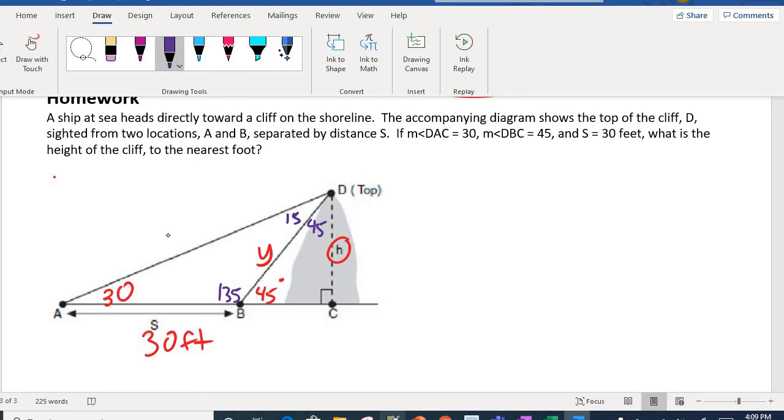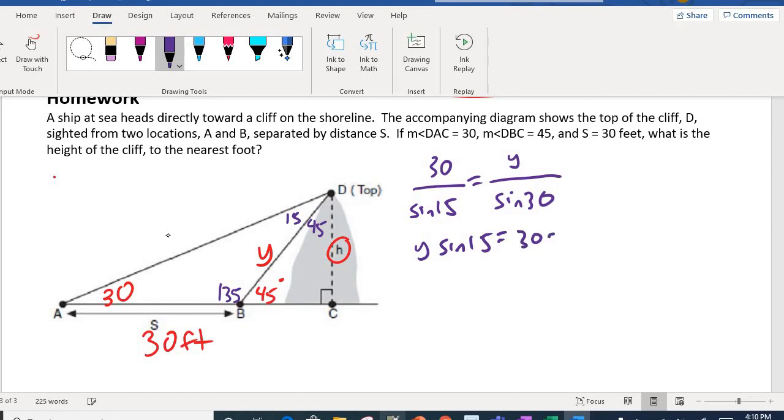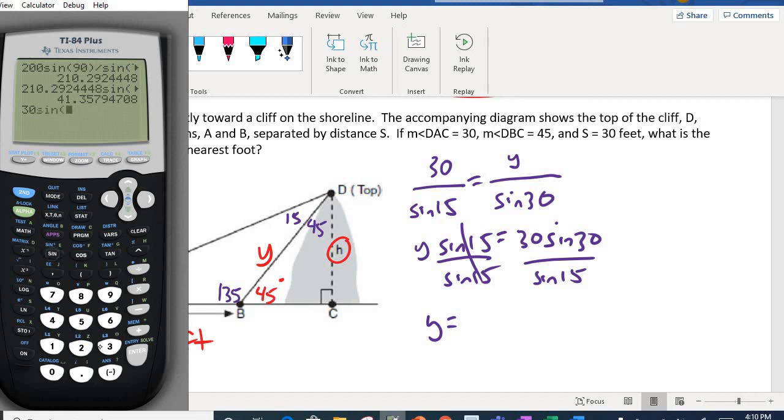Okay, so let's start with what we got. We got the 30 feet. That's opposite the 15-degree angle. Y is opposite the 30-degree angle. So Y sine 15 is equal to 30 sine 30. We'll divide by the sine of 15. All right, so we got 30 sine 30 divided by the sine of 15. All right, so it's going to be about 57 point, I'll say 9555.